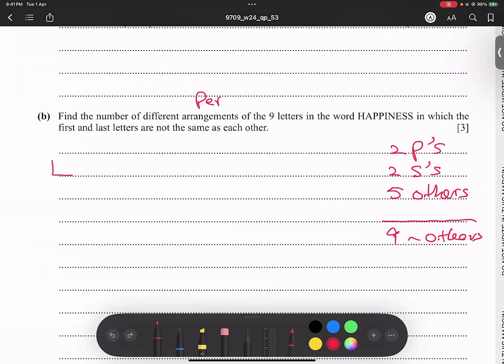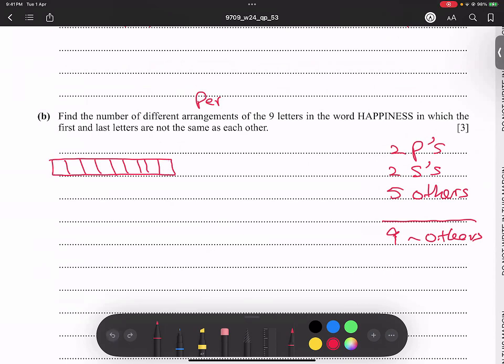You can see clearly that if I have 1, 2, 3, 4, 5, 6, 7, 8. So if the first letter starts with a P, the last must be P. So I fix these P's here. Okay, oh, wait a minute.